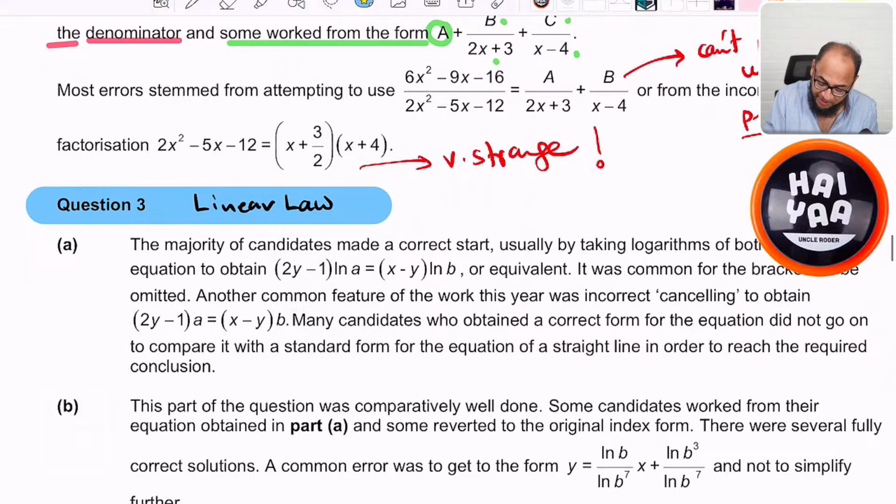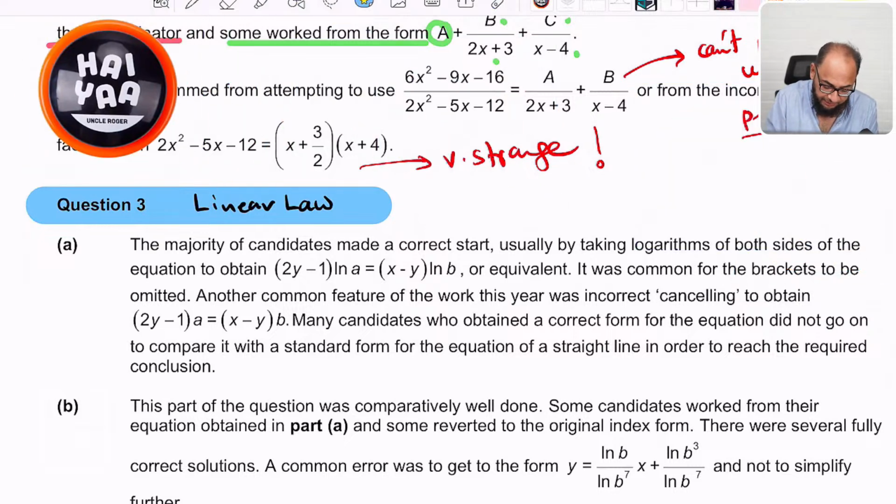So now let's talk about the other question, let me put it over here. The majority of the candidates made a correct start. This is for linear law, usually by taking logarithm of both sides of the equation to obtain this or equivalent. It was common for the brackets to be omitted, which is again not a good thing.